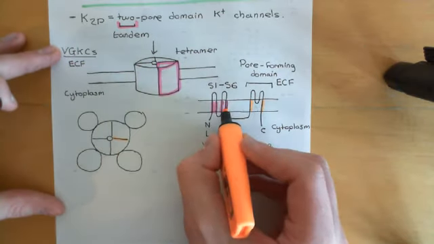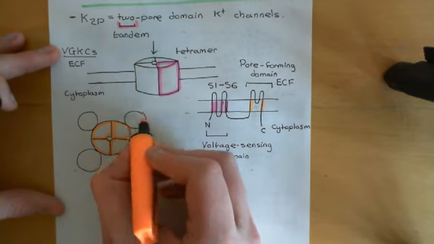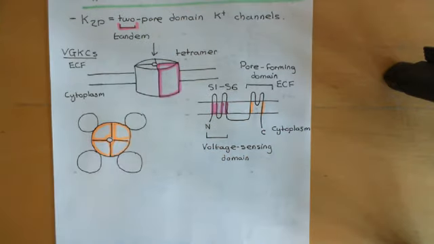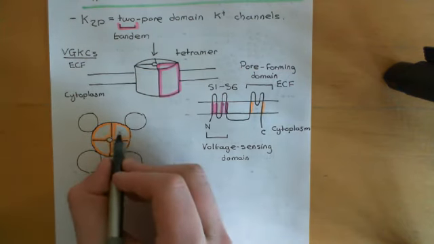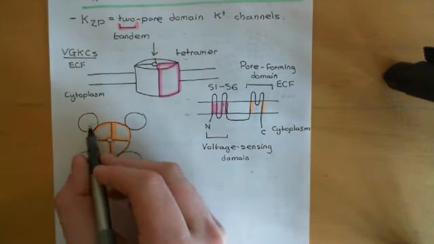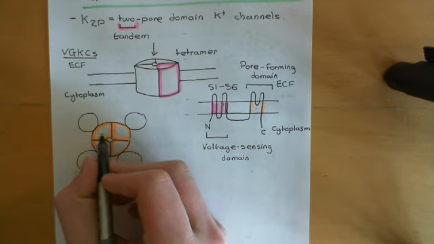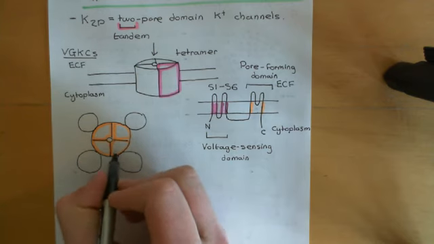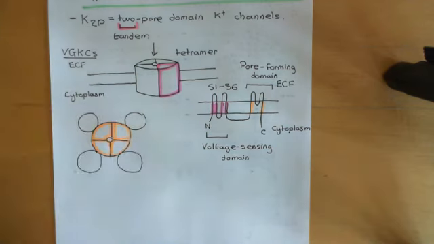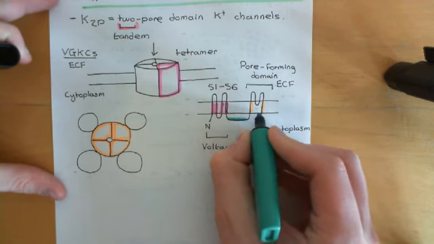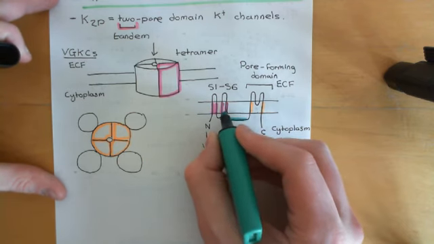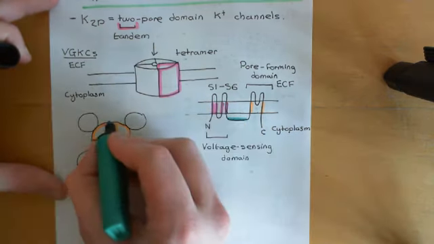It isn't the case that this pore forming domain here belongs to the same subunit as this voltage sensing domain here. No. This one is going to end up paired with this one. This one is going to end up paired with this one. This one is going to end up paired with this one, and this one is going to end up paired with this one. So if I just now show these linkers between the pore forming domains and the voltage sensing domains, it'll look like this.